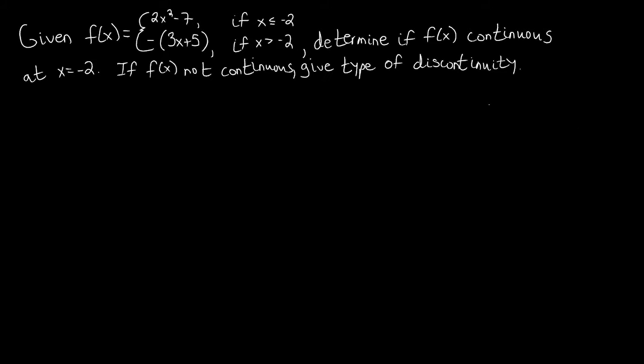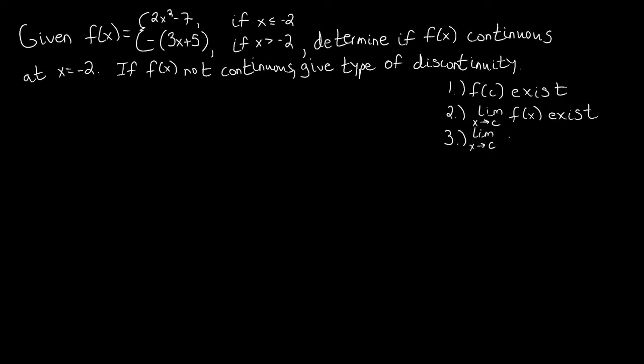The three pieces of the puzzle that we need in order for a function to be continuous at the point that we're questioning are, in this case: one, does f of c exist? Two, does the limit as x approaches c of f of x exist? And lastly, the two values that we find from 1 and 2, namely the limit of f of x as x approaches c and the value of f of c, do they equal each other? Those are the three things we have to satisfy in order for our function to be continuous at our point c, which in this case is -2.